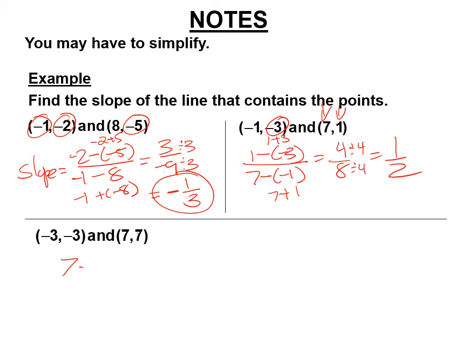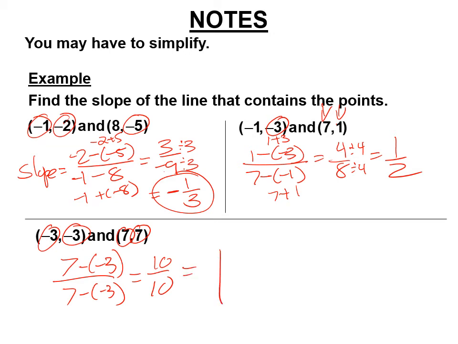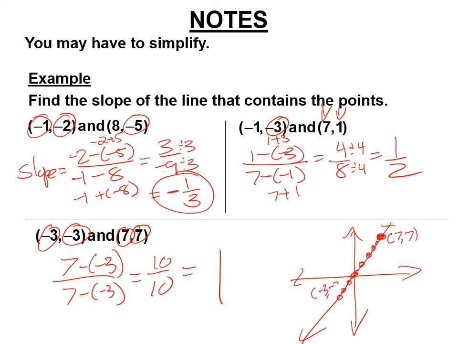So I'm going to do 7 minus this negative 3, and I'll do 7 minus that negative 3. 7 minus negative 3, same as 7 plus 3, 10. I get 10 over 10, which is 1. Right, this is that line that goes right down like that, and all these points. And notice what I did. I gave you 7, 7, and then -3, -3, and that's why I didn't give you ones right next to each other, so you had to simplify.